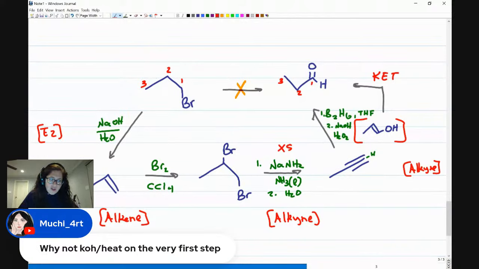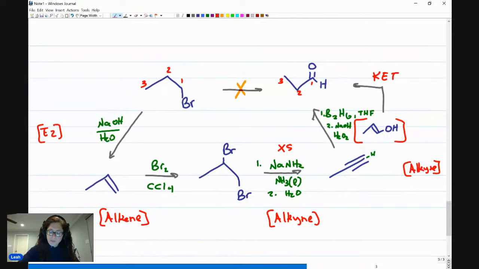Question, why not KOH and heat in the very first step? That would also work. Any base for elimination is going to work.